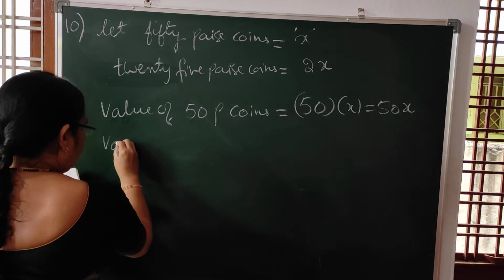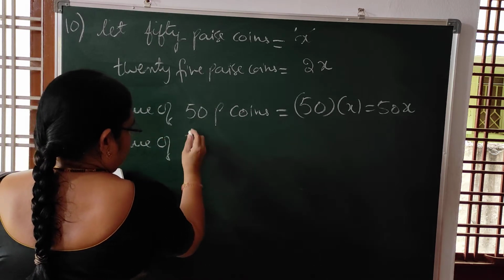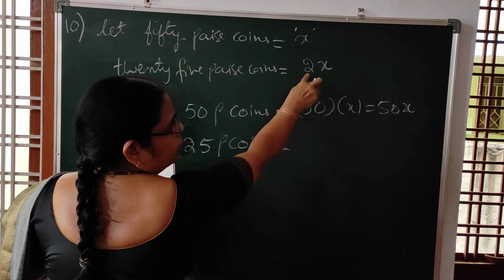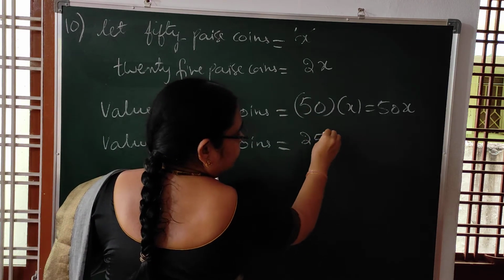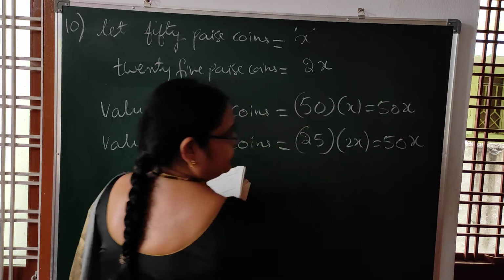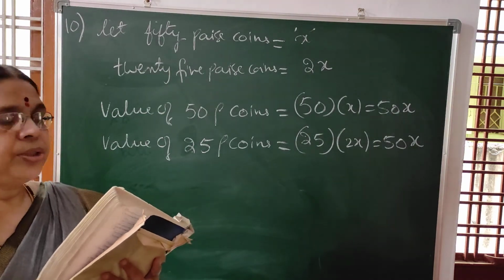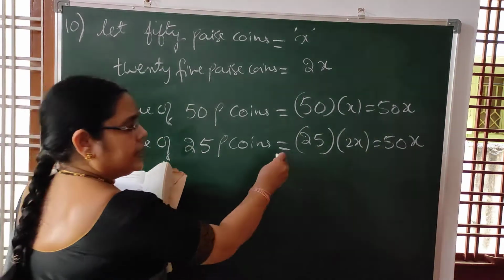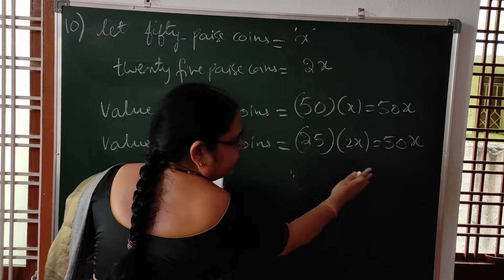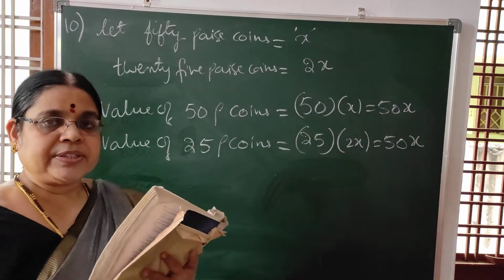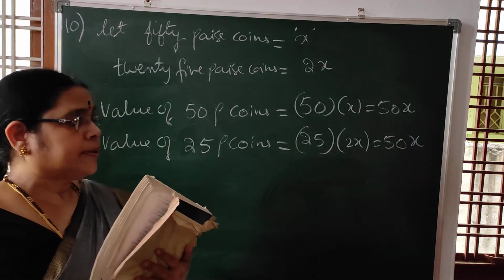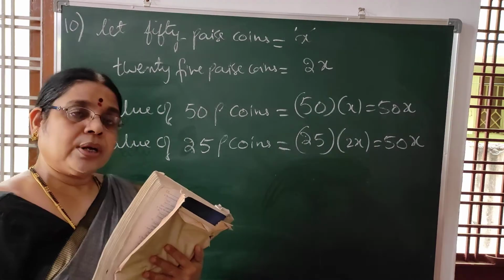Next, the value of 25 paise coins. How many does she have? 2x. So 25 into 2x is 50x. Here I am putting a bracket, 25 into (2x), otherwise you will get confused. So 25 into 2x is 50x. That means she has 50x from the 50 paise coins, and from the 25 paise coins also 50x.